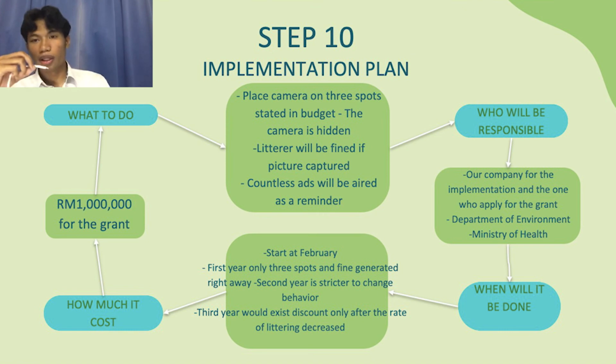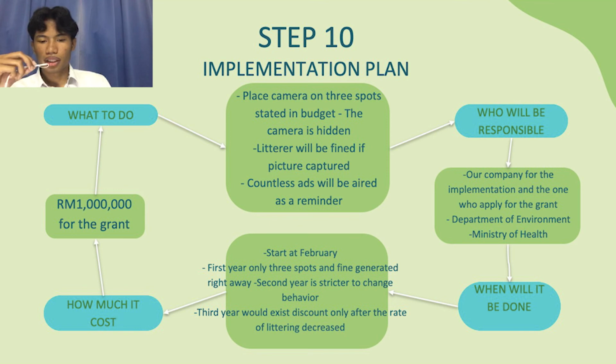Moving on to step 10, which is the implementation plan. In the implementation plan, we will discuss what to do, how much it will cost, who will be responsible, and when it will be done. So what to do is we will find a few hotspots for our product, which are highways such as Plus and LITTERER'S, and then the camera will be hidden in the desired place. It is hidden so that people will not vandalize the camera.